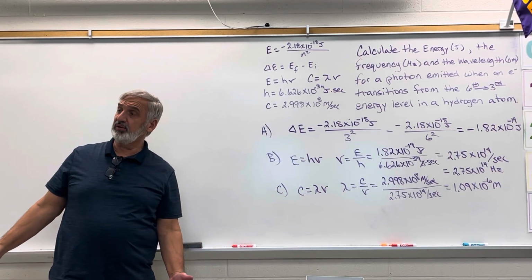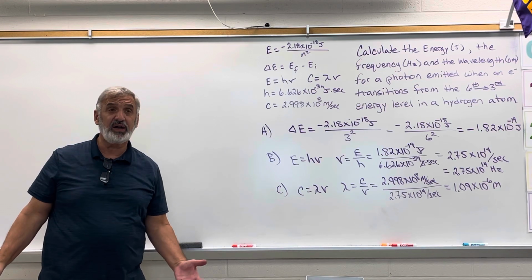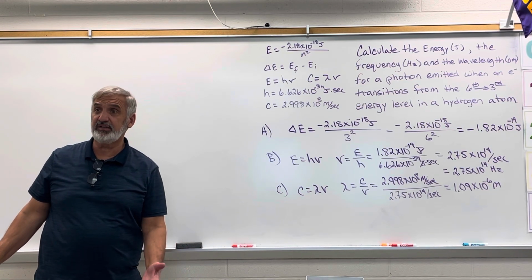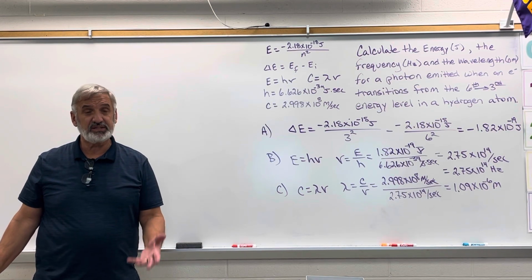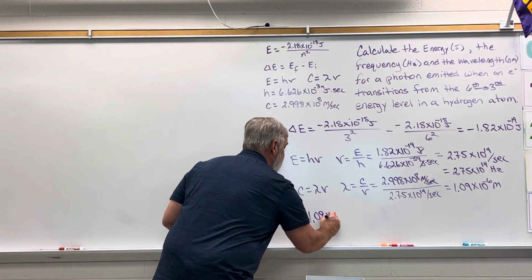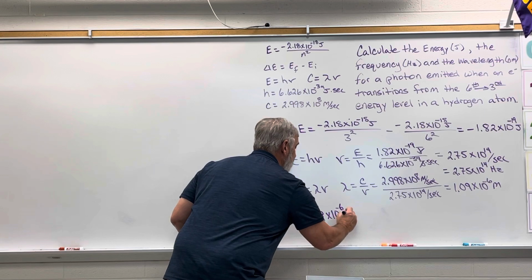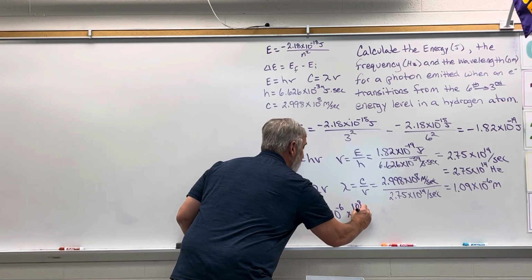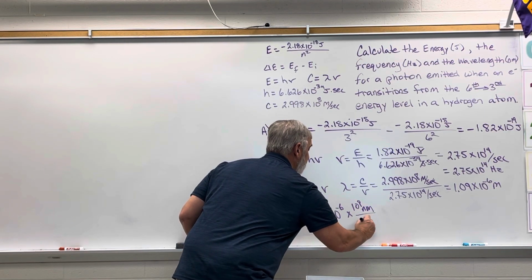But we're going to calculate the wavelength in nanometers. So we've memorized that how many nanometers are in a meter? 1 times 10 to the 9th. So we can make it easy. We can say 1.09 times 10 to the minus 6 times 10 to the 9th nanometers for every 1 meter.